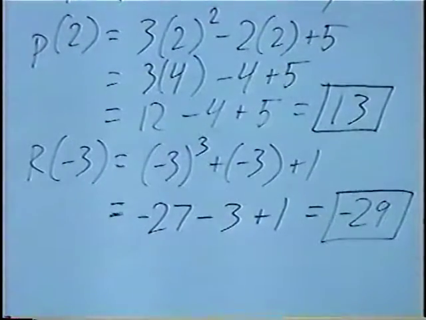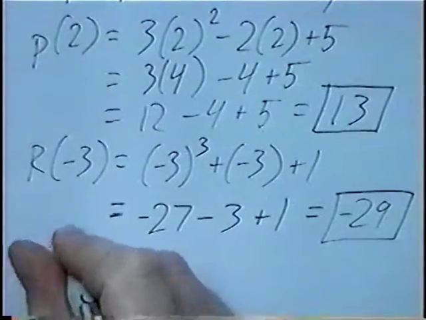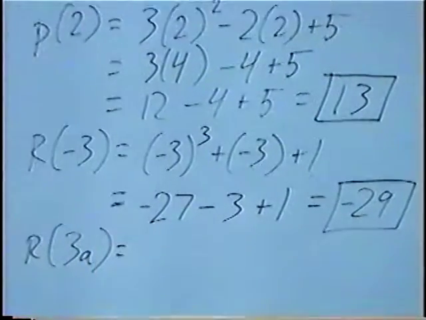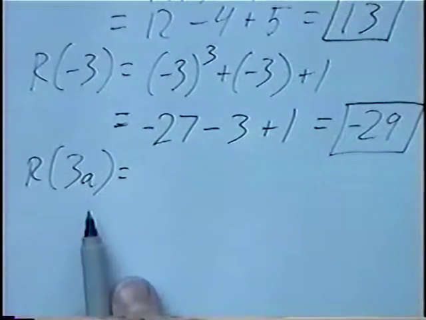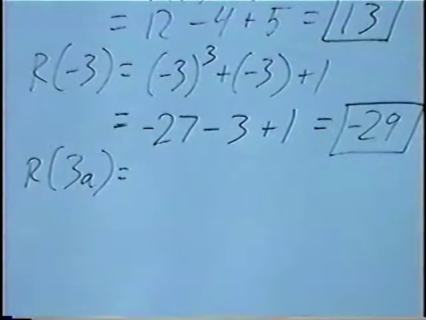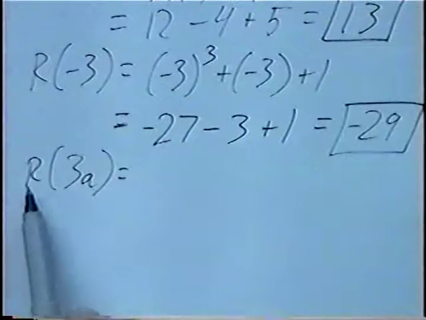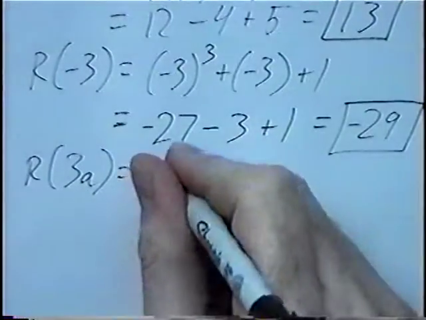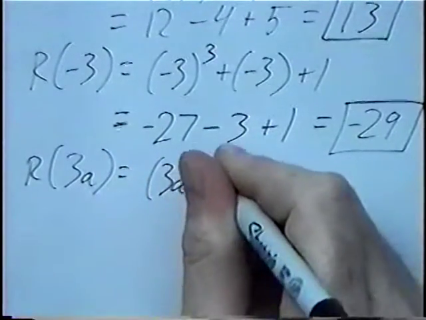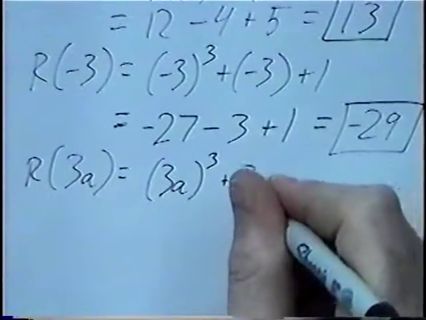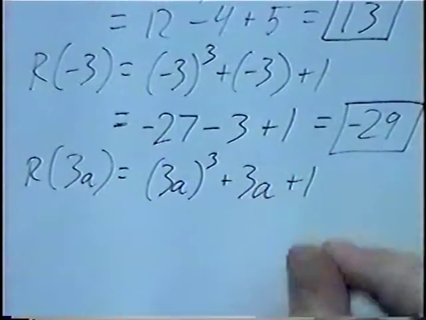And last question for the section, R of 3a. With a variable, we can plug 3a in and replace that with the other variable x. So rewriting the R equation, x cubed would be 3a cubed. And instead of plus x, we'll have plus 3a plus 1.